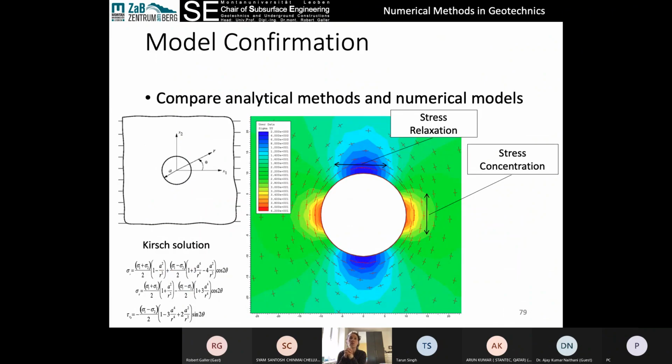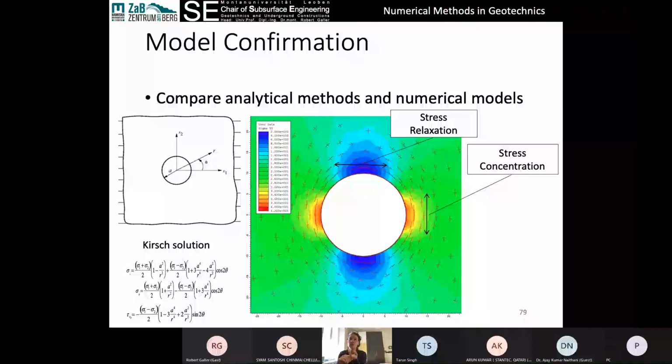One is to compare our numerical model solutions to analytical methods. So here's an example of a circular tunnel showing the different stress conditions around the tunnel. We can compare that to the closed form Kirsch solution, for example, which allows us to compute radial, tangential, compressive stresses and shear stresses.